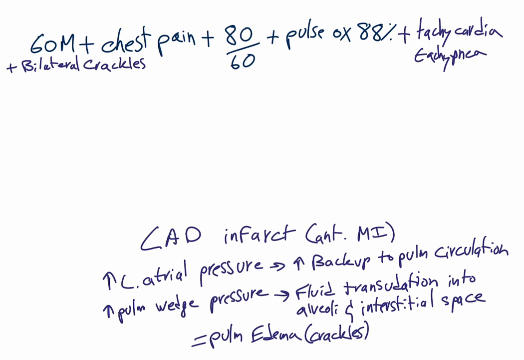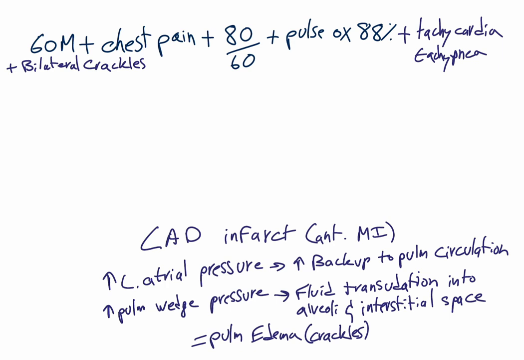All right, back to our patient here. So he's got bilateral crackles. This is classic for pulmonary edema. This implies left-sided heart failure. What you're seeing on the ECG is a myocardial infarction. So when the ST elevations are in the anterior leads, you know that's an LAD infarct, aka anterior MI. All right, so let's run through the physio. You have an increased left atrial pressure. This backs up into your pulmonary circulation. Increased pulmonary capillary wedge pressure. This leads to fluid transudation into alveoli and interstitial space. The result after all of this will be pulmonary edema and crackles.